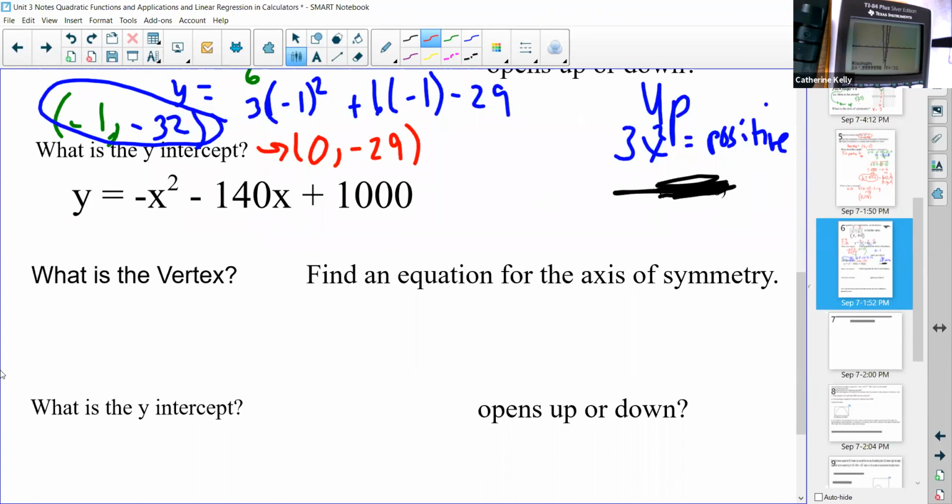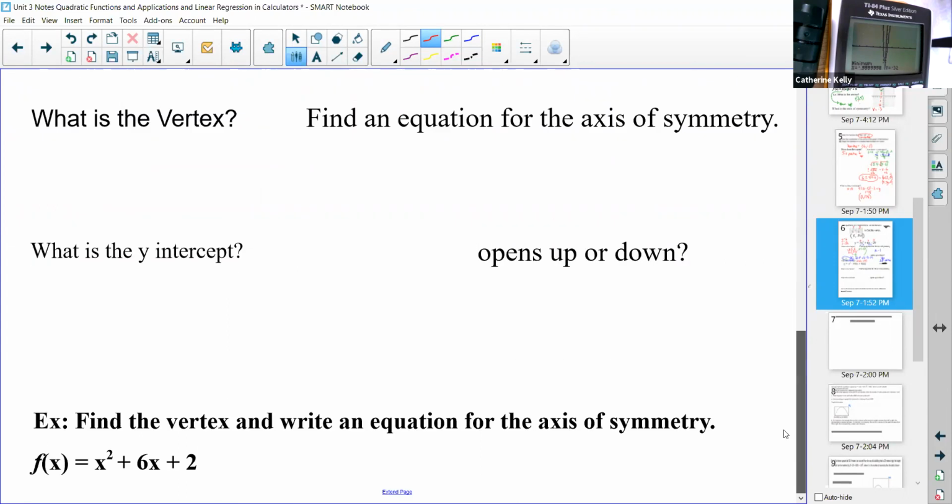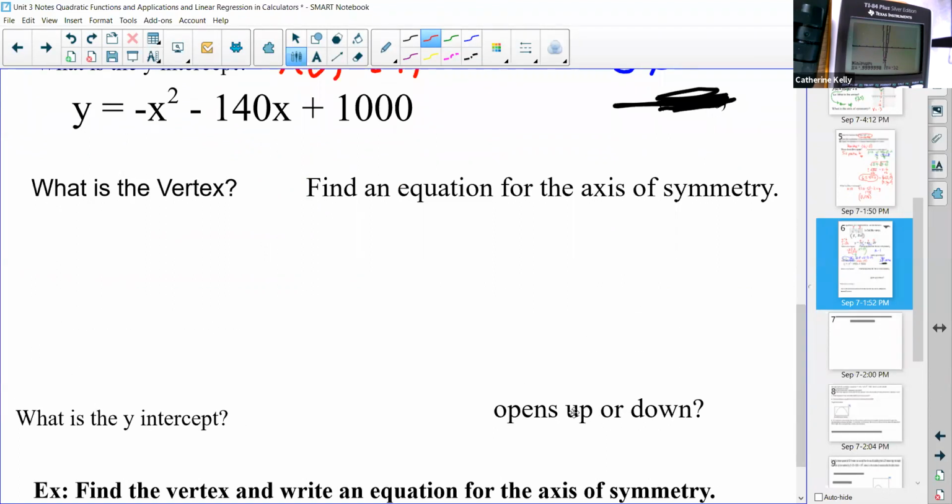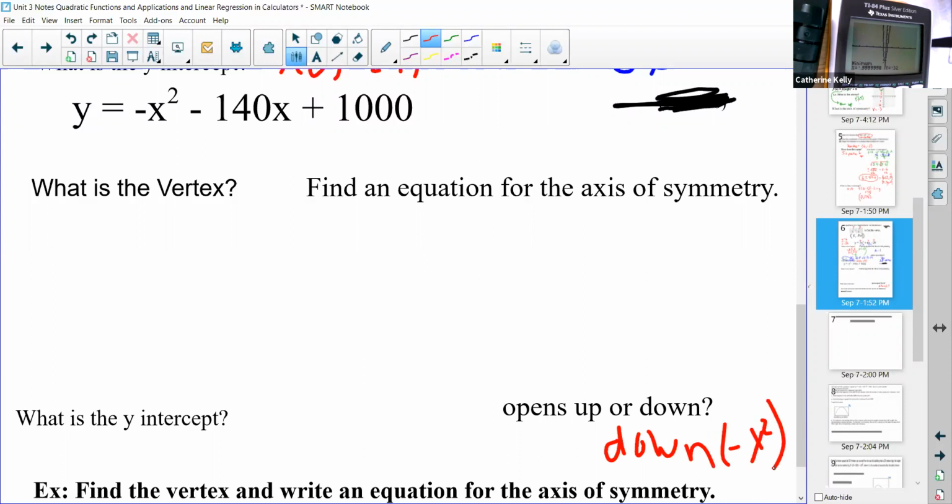All right, find all that information on this next equation. Y-intercept is easy. Up or down is easy. So it opens down, right? Concave down because of this negative, because of negative x squared. And what is the y-intercept? The y-intercept is when x is 0. So the y-intercept is (0, 1000).